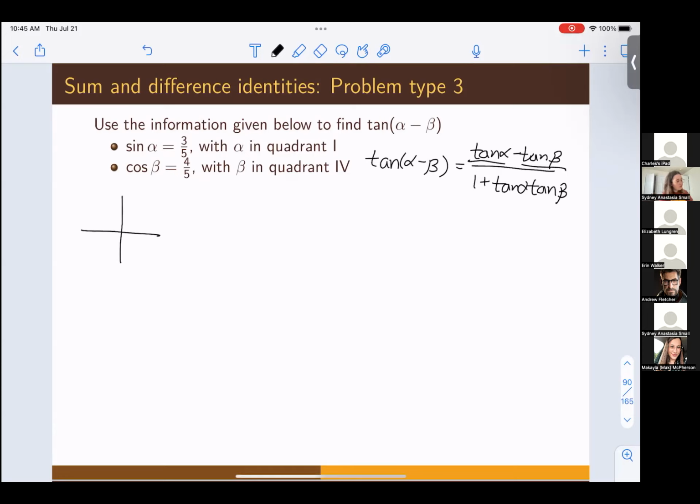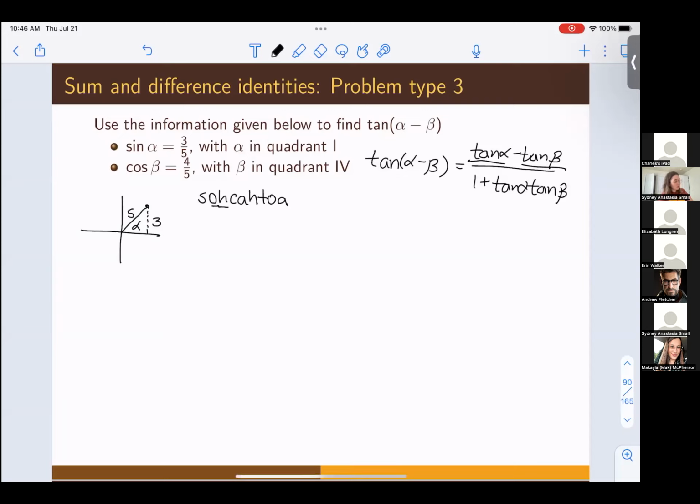Sine of alpha is 3/5 with alpha terminating in quadrant 1. So let's say this is alpha right here. Sine is 3/5, and the sine of an angle, if you remember our fancy little acronym SOHCAHTOA, sine is opposite over hypotenuse. So that means this right here is 3 because it's opposite of alpha, and the hypotenuse is 5.